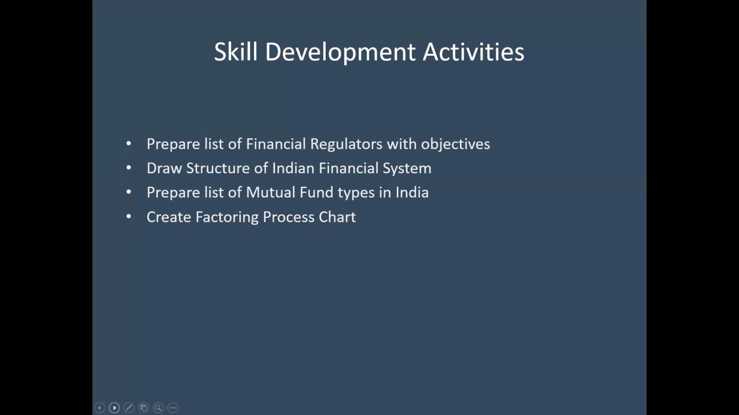Finally, the 4 skill development activities which you will do, write in the record book, and use to prepare yourself for the examination. The 4 activities are preparing a list of financial regulators with their objectives, drawing the structure of the Indian financial system, and preparing a list of mutual fund types in India. And finally, create a factoring process chart. These are the 4 skill development activities which you will be learning in this subject.